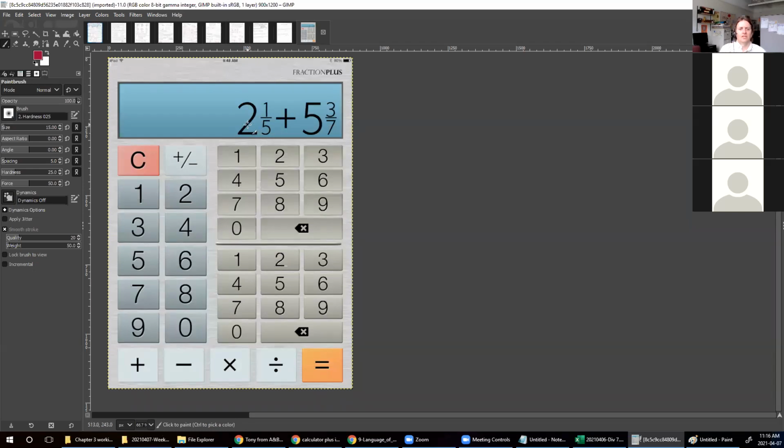If you wanted to do this question, 2 1/5 plus 5 3/7, what you do is you click on 2 and then 1/5, and it's got it right in there. And then you're going to go plus 5 3/7. This is the dividing line of the fraction, and this is the whole number. This is going to be the numerator, and this is the denominator, the bottom number. I don't know how I spelled that, but that's all right.